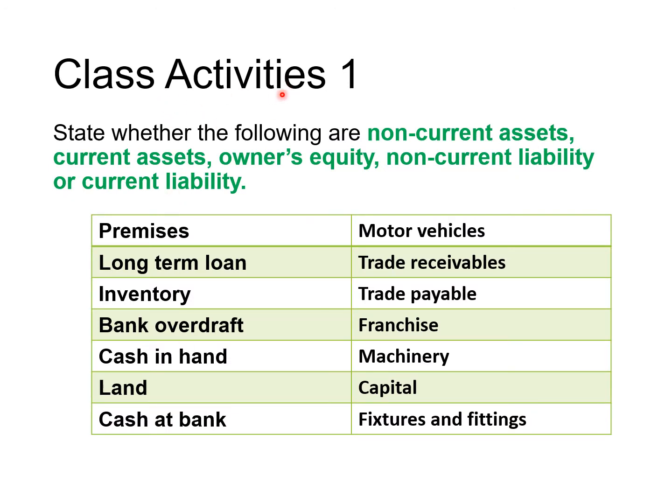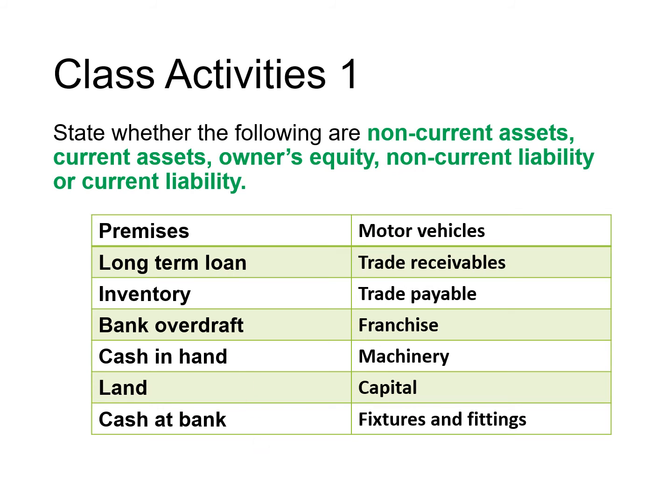Next, kita nak buat class activities 1. So this is an activity that you have to do. Okay, so you have to state whether the following are the non-current assets, current assets, owner's equity, non-current liability or current liability. So, untuk yang ini, I nak you buat during our class time nanti. Akan bagi example for 1.